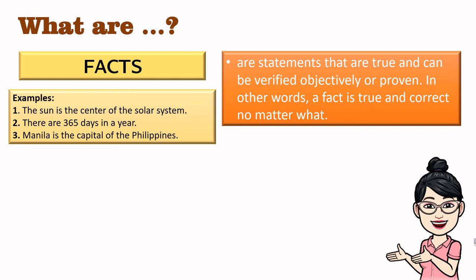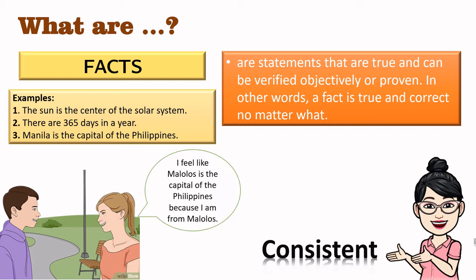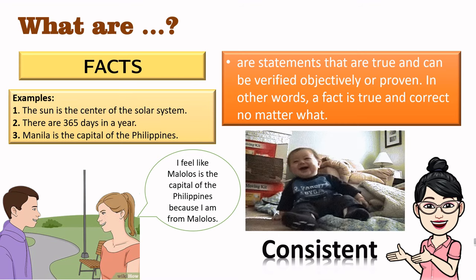Sa mga halimbawa, lahat ito ay totoo at consistent sa kahit kanino paman. Hindi ito pabago-bago, depende sa preference ng nagsasabi. Halimbawa, ang Manila ang capital ng Pilipinas. Hindi maaaring para sa ibang tao ay mababago ang impormasyong ito. Hindi maaaring sabihin na, I feel like Malolos is the capital of the Philippines because I am from Malolos. Nakakatawa kung ganito, hindi ba?